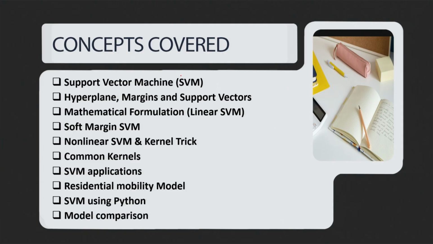We will talk about nonlinear SVMs and how we go around it using the kernel trick. Then we will talk about some common kernels, and some different pros and cons of SVM applications. We will then take an example of the residential mobility model, which we discussed earlier, and then we will develop Python code for SVM for this particular model. And then finally, we will compare the model results with other algorithms and see which one performs in what way.